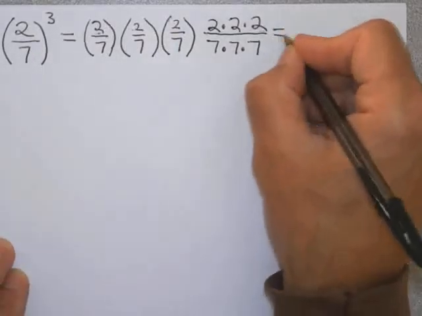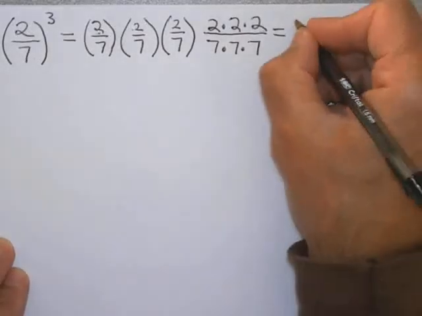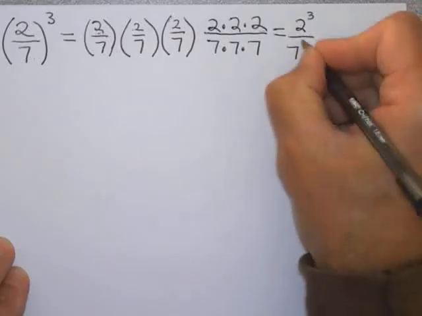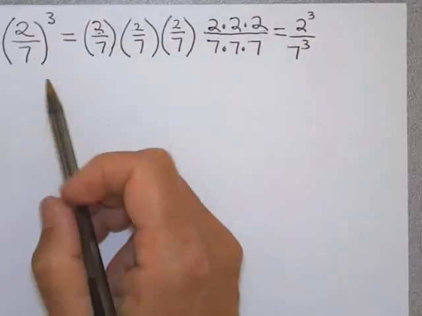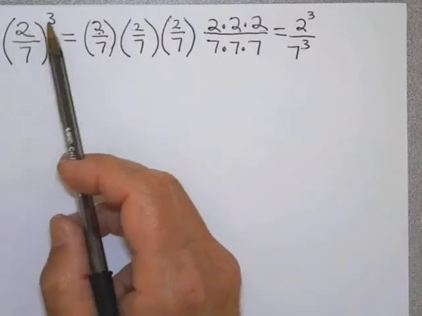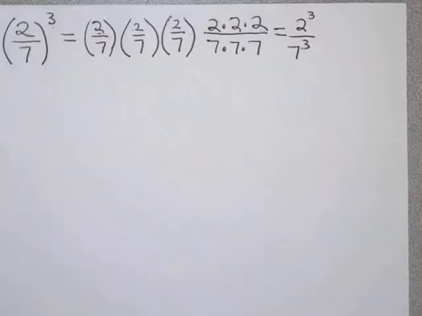That's what 2/7 to the third power means. Well, when I do this expansion, what I can see is that this would be the same as 2 to the third power over 7 to the third power. And that's how this works. When you have a fraction and you're raising it to an exponent, you have to raise the numerator to that exponent and the denominator to that exponent. All right, let's take a look at a second example.